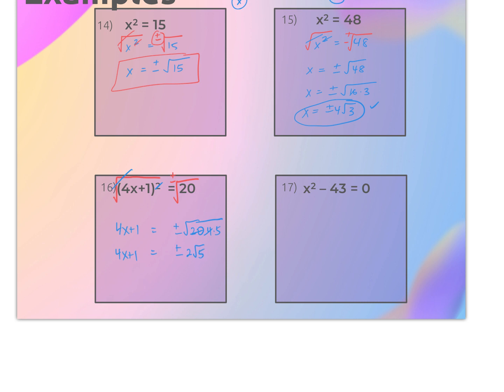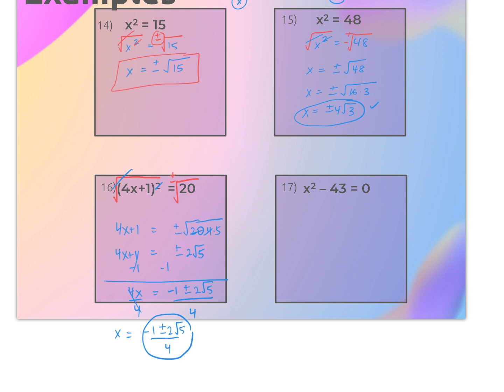Now, I'm solving for x, so I've got to subtract 1 from both sides, and we do like to put it in front of the plus minus. So I'm going to get minus 1 plus or minus 2 radical 5, and over here I'm going to have 4x, and I'm going to divide both sides by 4. And so there's my legitimate final answer. X equals minus 1 plus or minus 2 square root of 5 over 4.